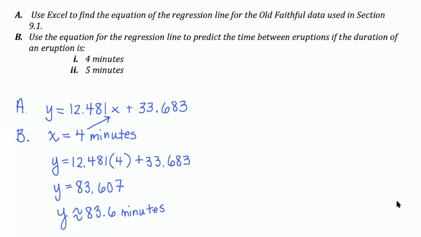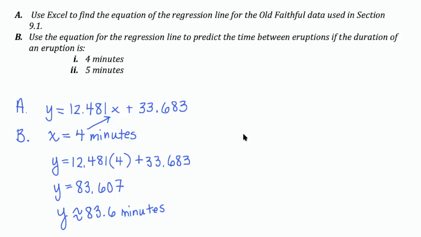And when I give my final answer, I'm going to round that to only one decimal place because our data set had 0 decimal places, and that is measured in minutes. So I would need to wait approximately 84 minutes for the next eruption to take place. And if you compare that to the table of values, that does seem to fit the pattern that's happening.